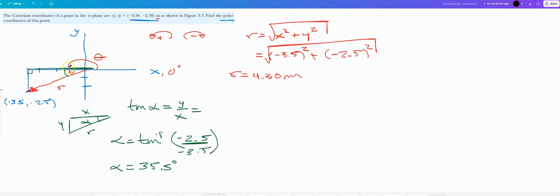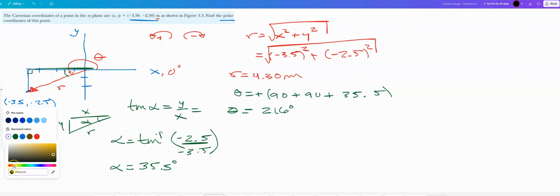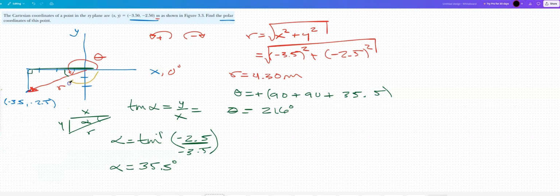But we always need to represent the angle with respect to 0. So that means we need to add 90 degrees plus 90 degrees plus 35.5. So the angle as measured from 0 is positive 90 plus 90 plus 35.5, and this will mean roughly 216 degrees. Notice that alternatively, you can always say that the angle is negative, which will be negative 90 minus 90 plus 35.5, so negative 144.5 degrees. This was 215.5, okay?